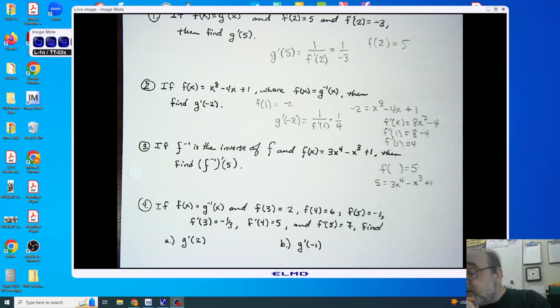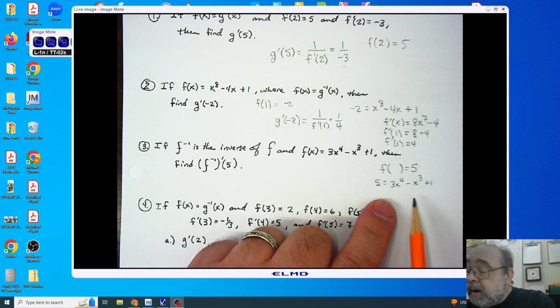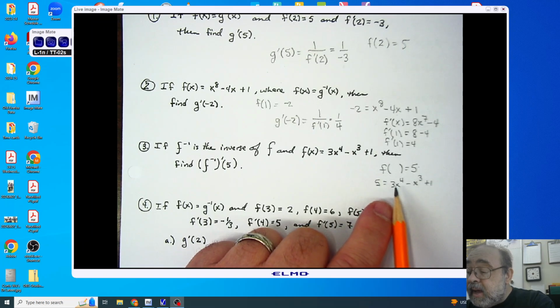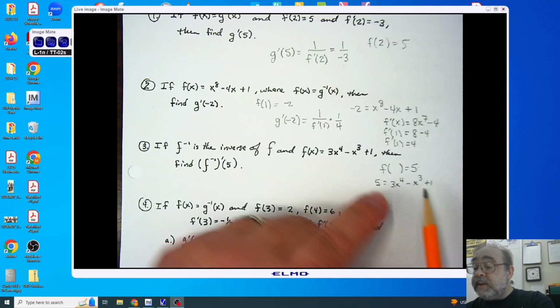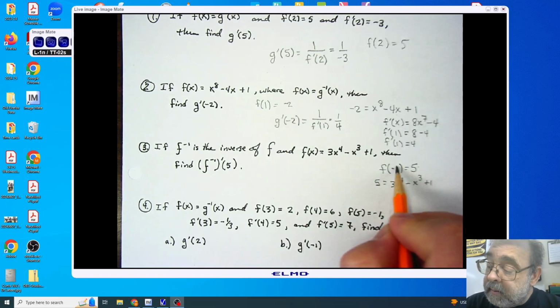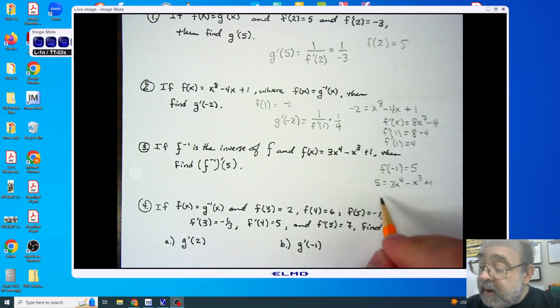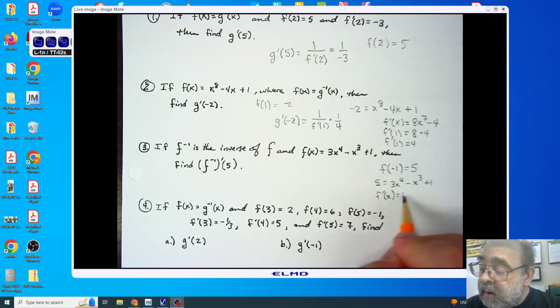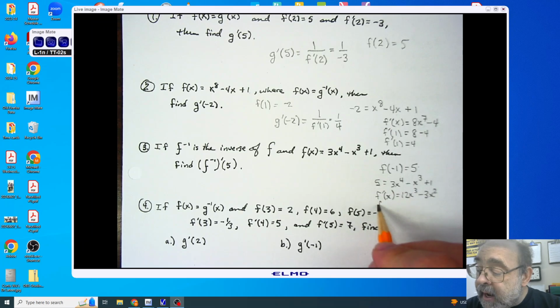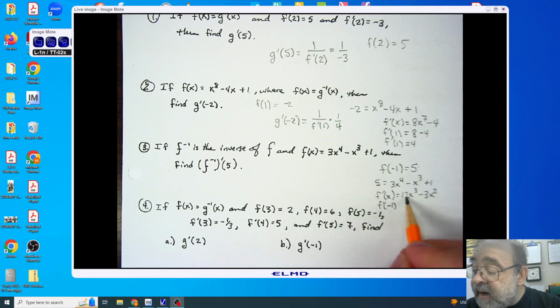So let's think about what we have here. I want to get a 5, and if I put in the negative 1, that's going to make that a 3 plus 1 is 4, and negative 1 cubed is negative 1, times negative 1 is an additional 1. So I found it, negative 1. We're then going to want f prime of negative 1, so let's first find our derivative, 12x cubed minus 3x squared. And when I plug in that negative 1, I'm going to have negative 12, and I'm going to have a minus 3. Negative 12 minus 3 is negative 15.